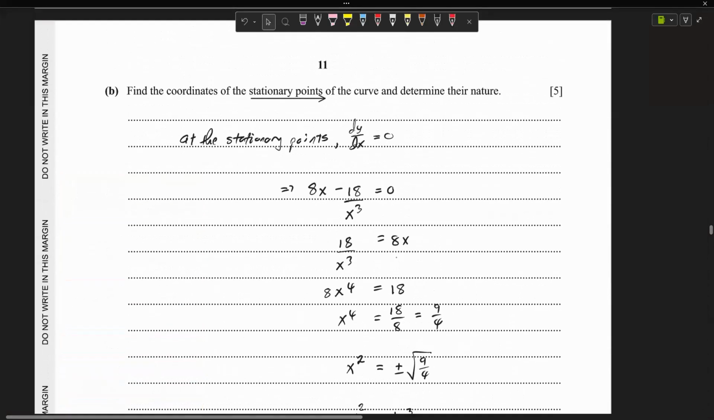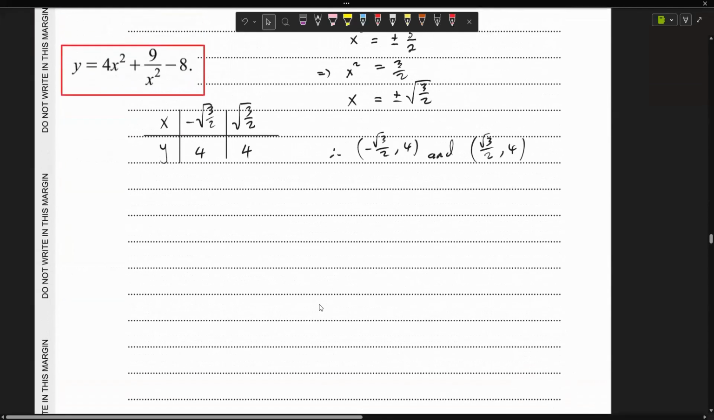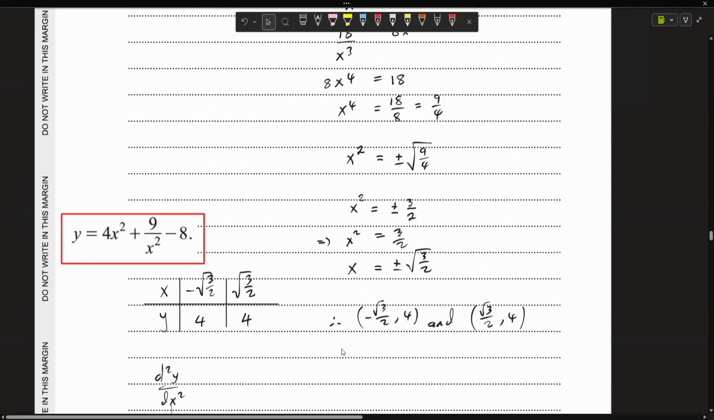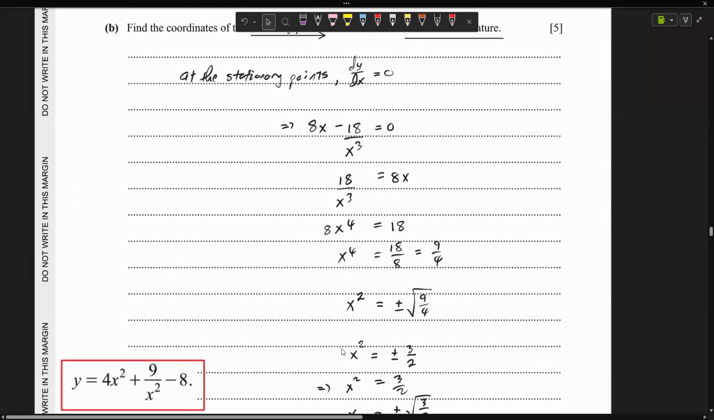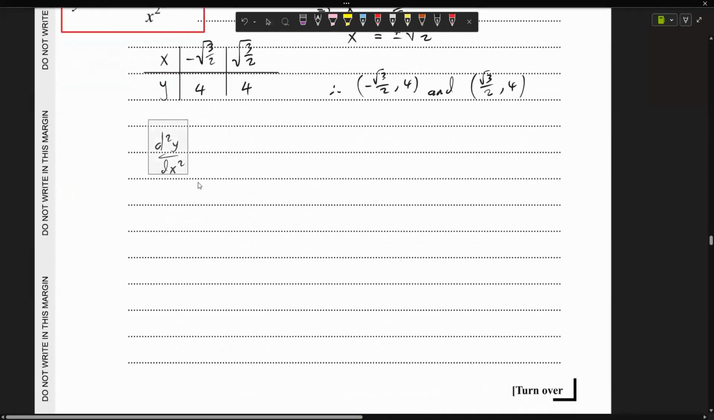Okay. And they say, and determine their nature. Determine their nature. So to determine the nature of the stationary points, we will find d squared y by dx squared. Remember, dy by dx was that. Okay, this was dy by dx that we had. Copy. Okay, let me place it here.